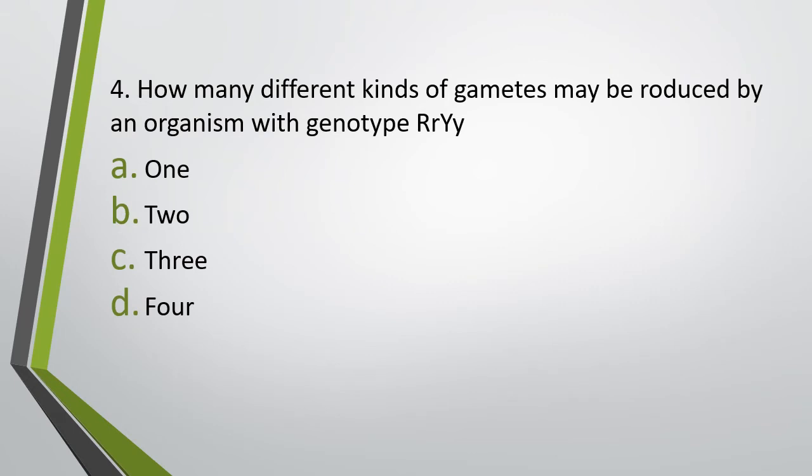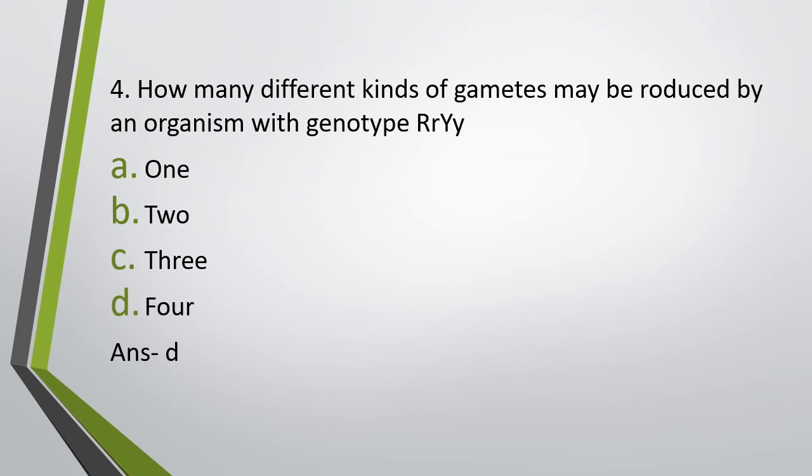Question number 4. How many different kinds of gametes may be produced by an organism with genotype capital R small r, capital Y small y? 1, 2, 3, or 4. How many different kinds of gametes can be produced? The correct answer is option D, 4.